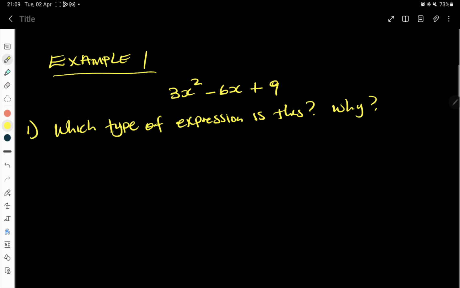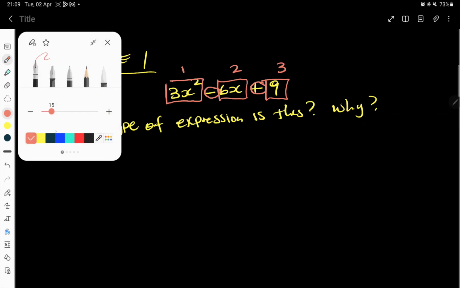So let's count our terms. Let us answer this question. They just leave out the minus and the plus, please. So you count 1, 2, 3. So it means you've got how many terms there? You give out your answer.